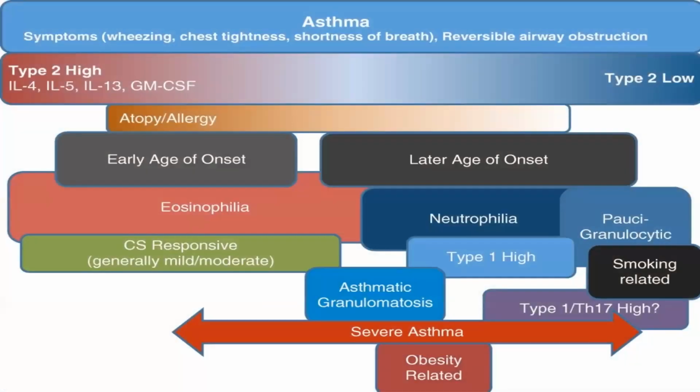Another confusogram. We talked about clusters earlier, and this is a nice way that I was able to put everything together, in terms of splitting it in my head. Here you have the type 2 inflammation, type 2 high: atopy, allergy, early onset, eosinophilia, responsive to corticosteroids, versus the type 2 low or type 1 high, which is later age, neutrophilia, T helper 17, and related to obesity and severe asthma.